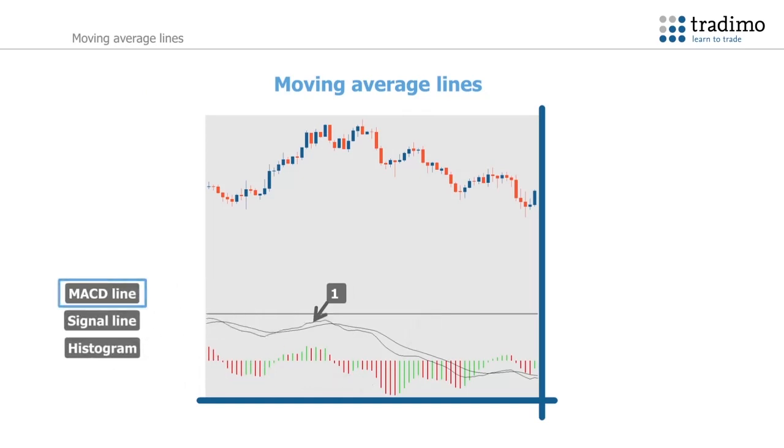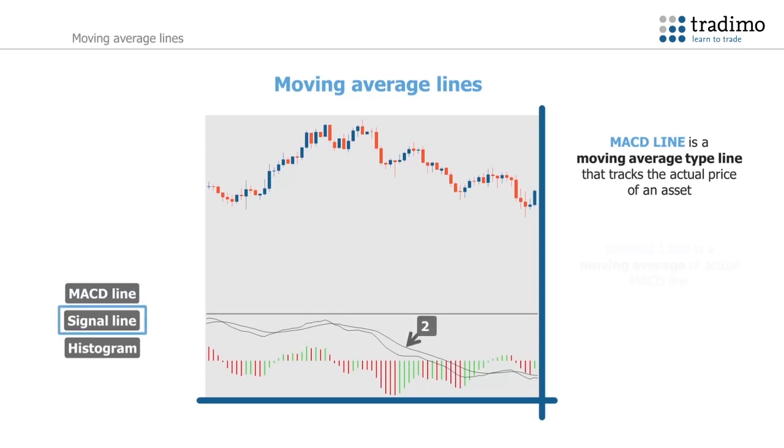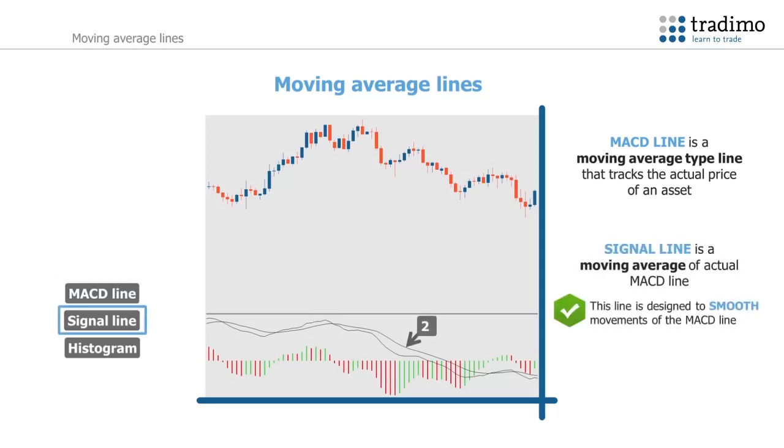We will start with the MACD line, which is a moving average type line that tracks the actual price of an asset. The second line is a moving average of the actual MACD line. This line is designed to smooth the movement of the MACD line. It also helps with producing trading signals.